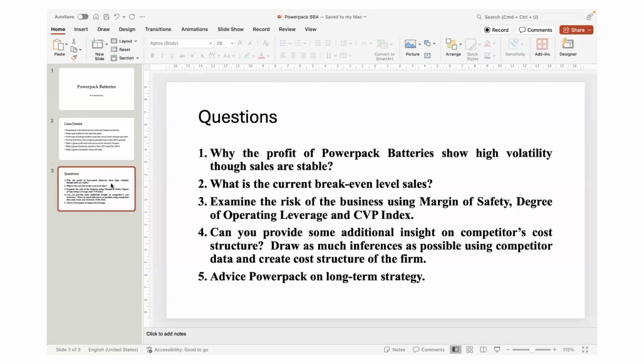The first one is: why does the profit of Power Pack Battery show high volatility though sales are stable? What is the current break-even sales? Examine the risk of the business using margin of safety, degree of operating leverage and CVP index. Can you provide some additional insight on the competitor cost structure? You are required to draw as many inferences as possible using the competitor data and create a cost structure of the competitor firm. Then finally, advise Power Pack on the long term strategy.